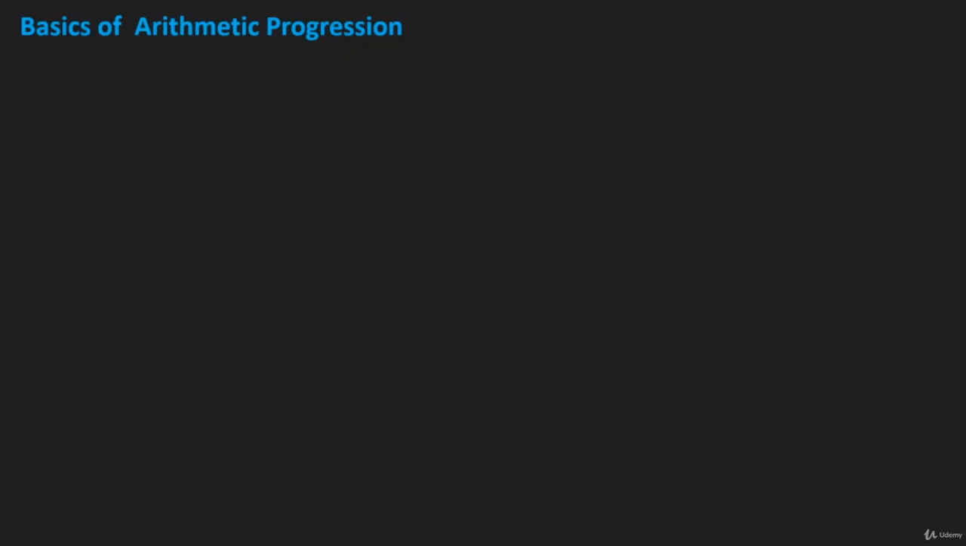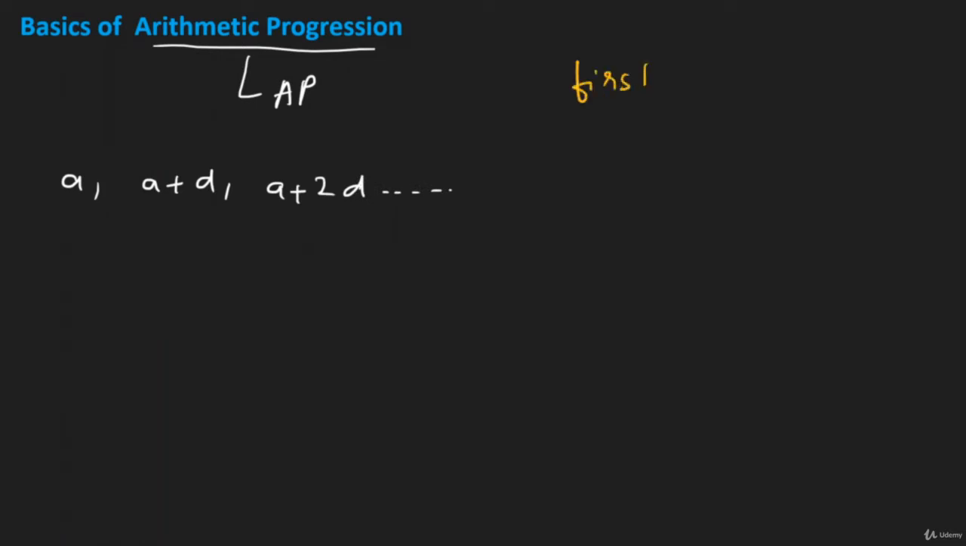Hi students, in this section, let's discuss the basics of an arithmetic progression. We abbreviate it as AP, and an AP is a series of numbers in the form a, a plus d, a plus 2d, etc. Over here, you can notice that the first term is a. Similarly, to get every subsequent term, you add d to the previous term.